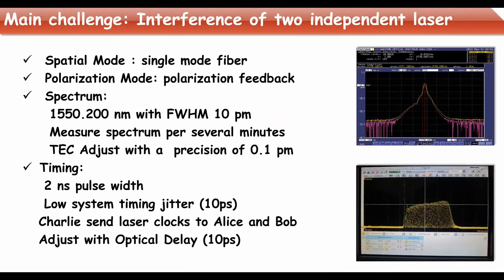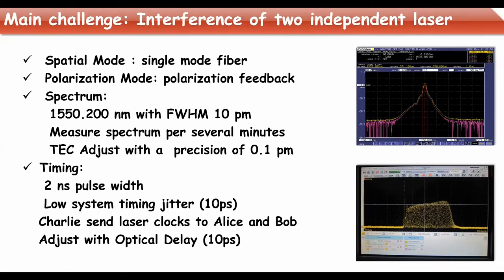The main experimental challenge for MDI-QKD is how you could interfere two independent lasers remotely. For example, suppose two users are separated by 500 kilometers. How could you interfere the two independent lasers?